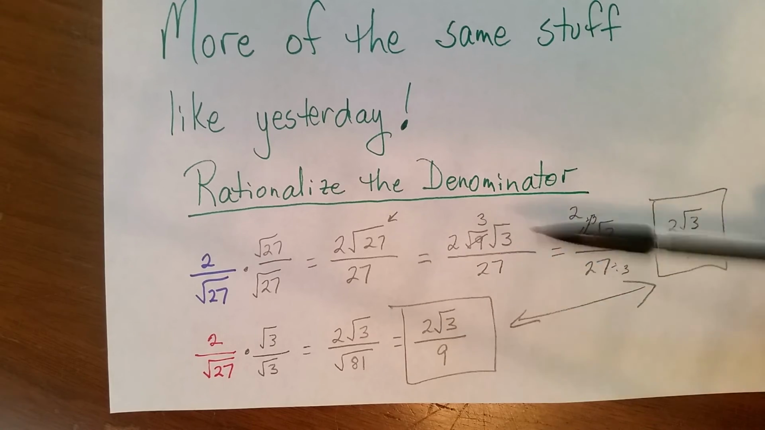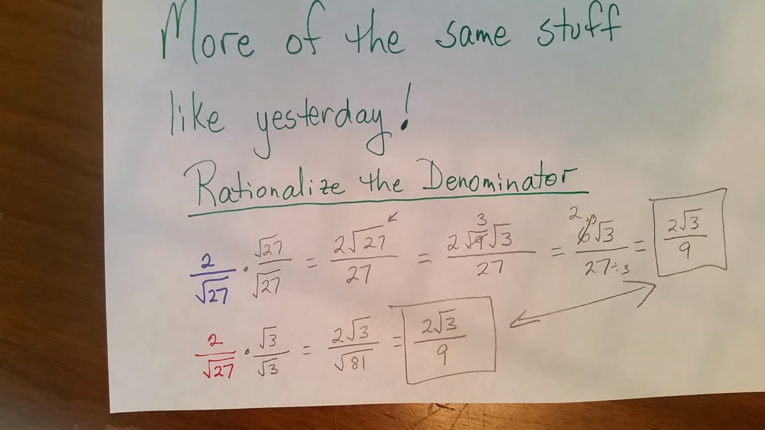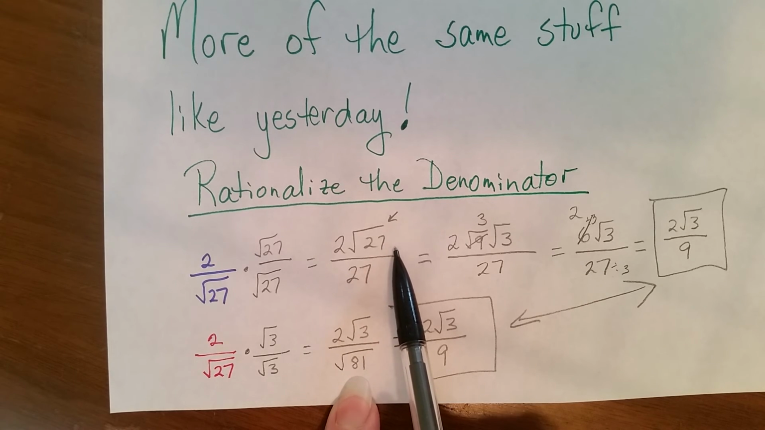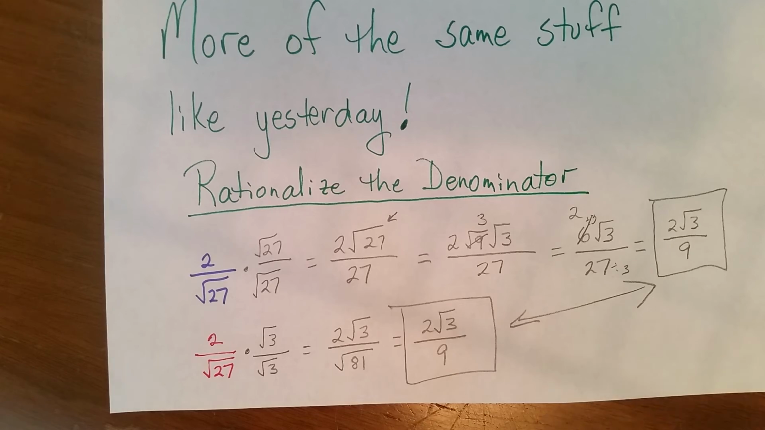If it helps to mix it up a little bit, that's fine too. But just remember to simplify completely. So if you get a numerator like the square root of 27, see if it simplifies further. Okay? All right, that's it, guys.